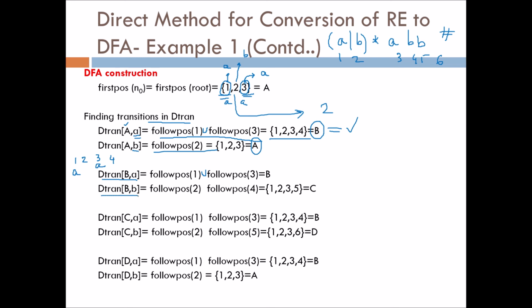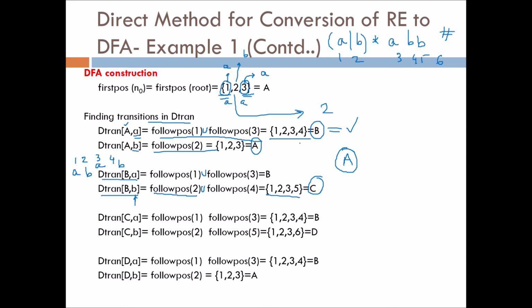Now transiting from B on small b. 2 here represents b and 4 represents b. So we take a union of followpos of 2 and 4, getting a new state C. So we continue this until we do not get any new state. After we get these transitions, we will draw the DFA.